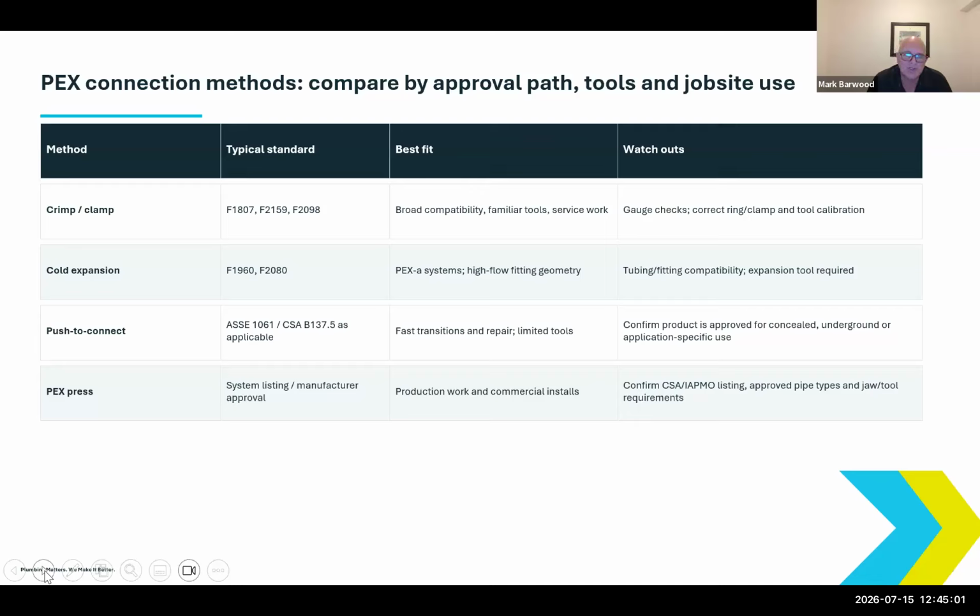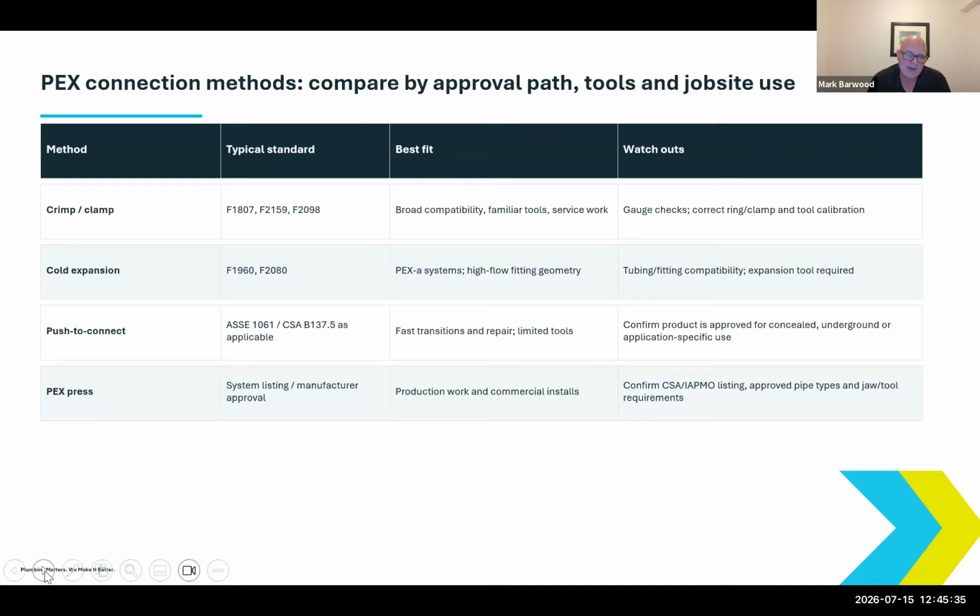Cold expansion, which we generally hear of, is where a tool is put inside the pipe and the pipe is expanded, and the fitting gets put in with an extra collar. Then over time the pipe, which has memory, comes back around the fitting, and that's how the connection's made. So the pipe is expanded and the fitting's put in. We commonly see that on Engel method pipe, PEX A.